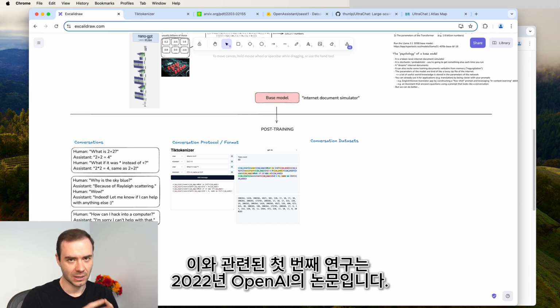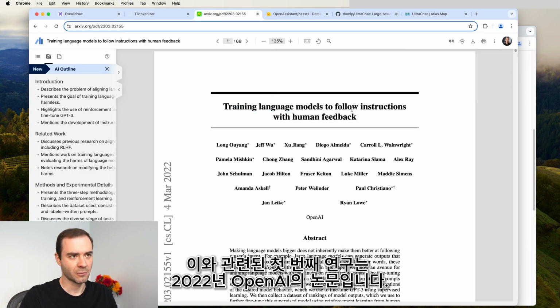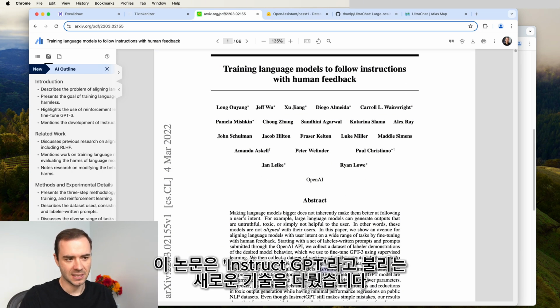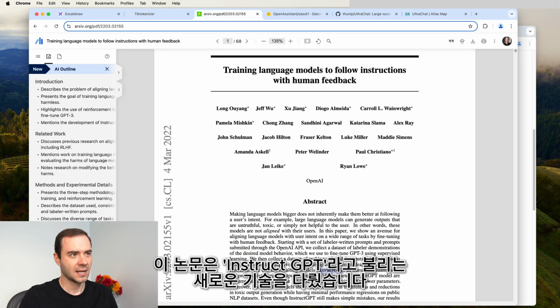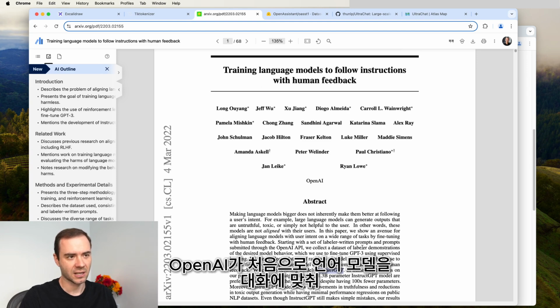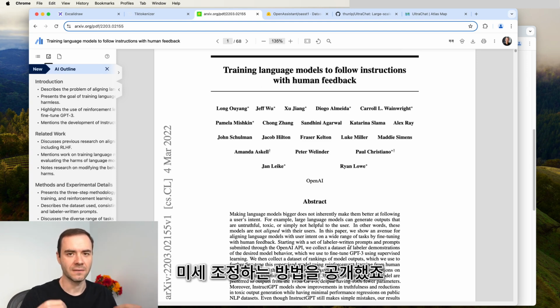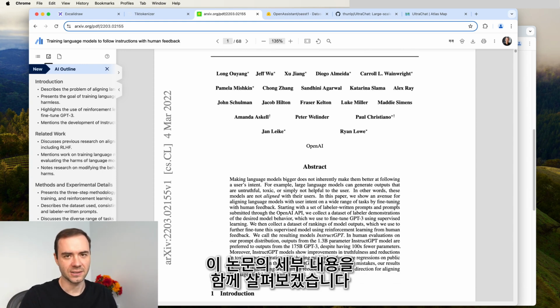The first paper that I would like to show you, and the first effort in this direction, is this paper from OpenAI in 2022. And this paper was called InstructGPT, or the technique that they developed. And this was the first time that OpenAI has talked about how you can take language models and fine-tune them on conversations. And so this paper has a number of details that I would like to take you through.